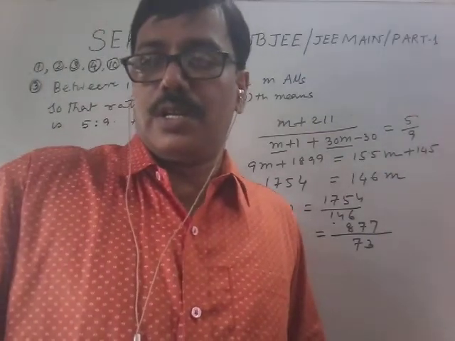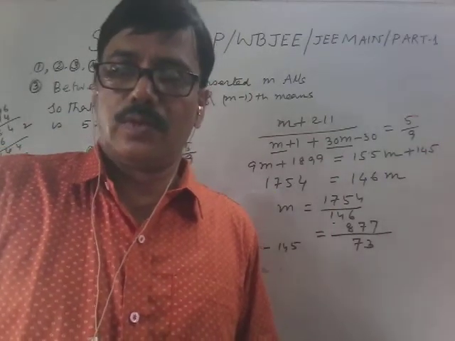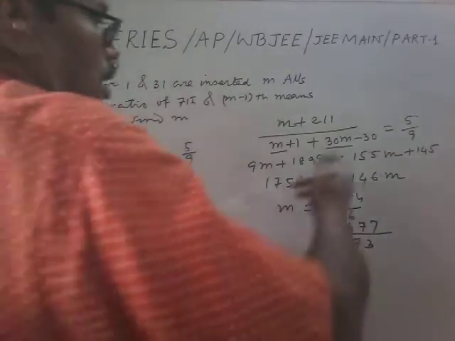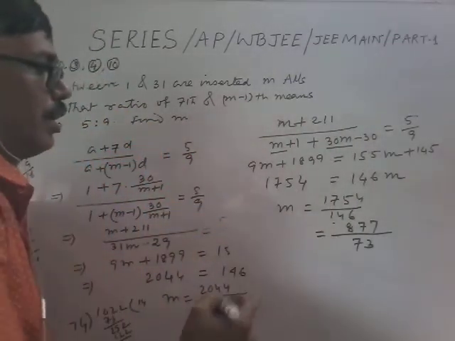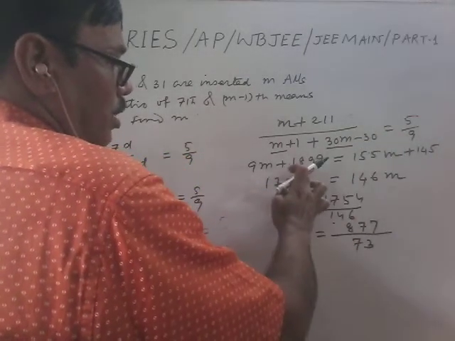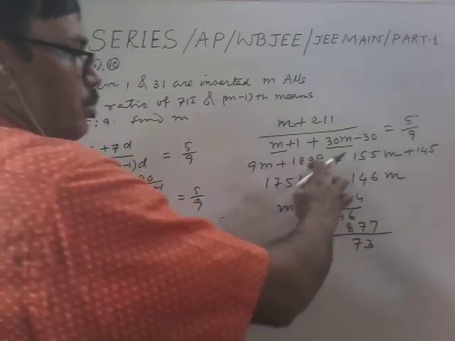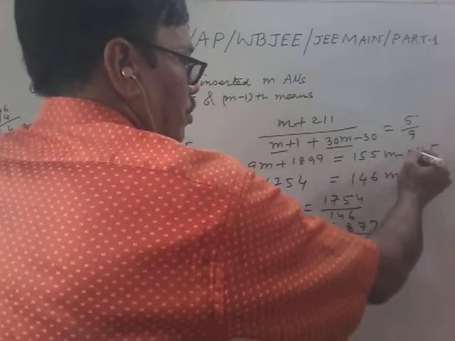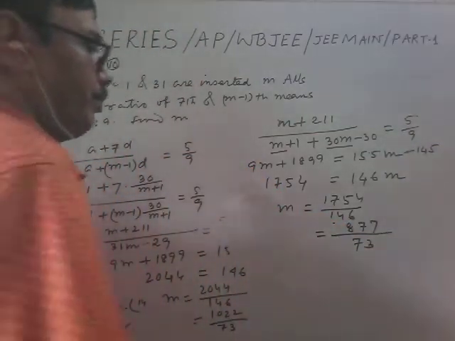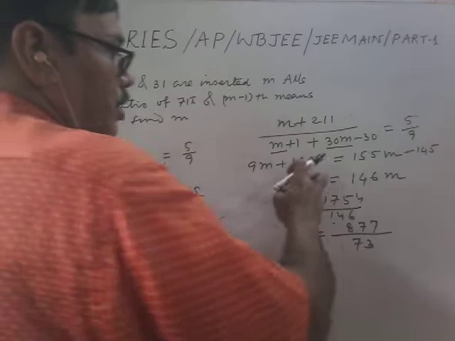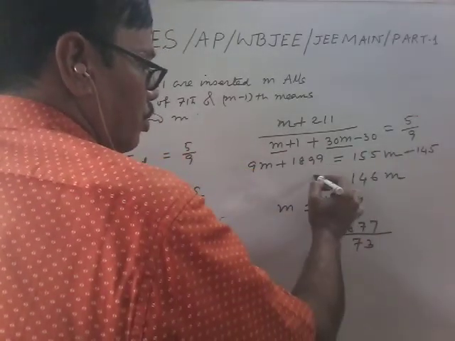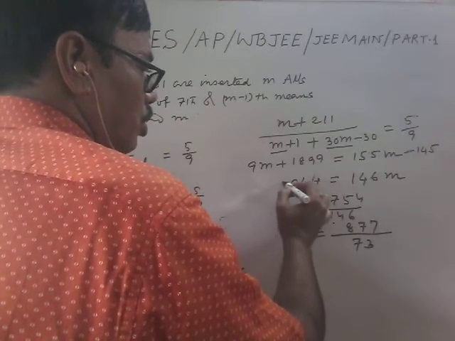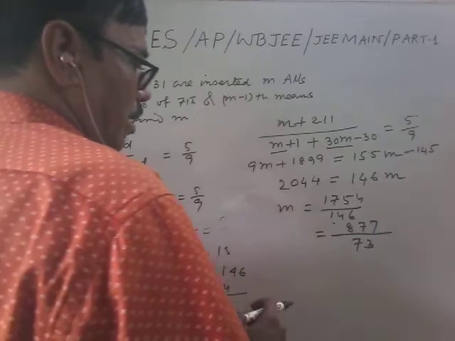So look at it again. There is a mistake here. 9m plus 1899 equals 155m, this will be minus, this will be minus 145. So 1899 plus this, this will be added, 4402. So what is m?